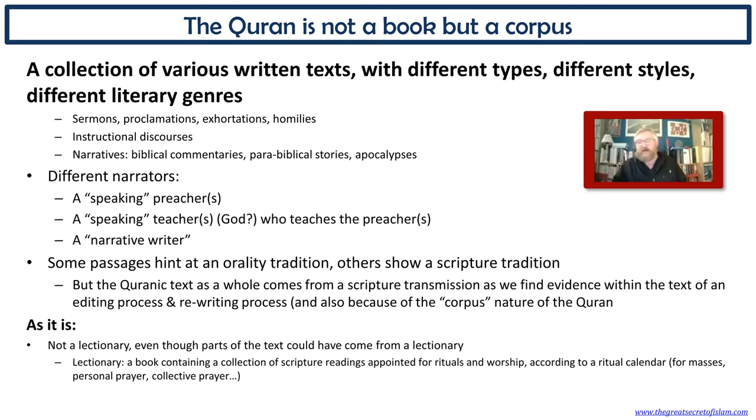a homogeneous book, and it is not a lectionary, because a lectionary is something different. A lectionary is a religious book which contains a collection of scripture readings appointed for the masses and for rituals of worship, and it is done according to a ritual calendar. For example, the Mass calendar, or for the personal or collective prayer of the monks. The Quran has been said to be a lectionary because of what the word Quran means or could mean. But by itself, what we see is such a corpus, such a collection of diverse texts, it cannot be seen as a lectionary.